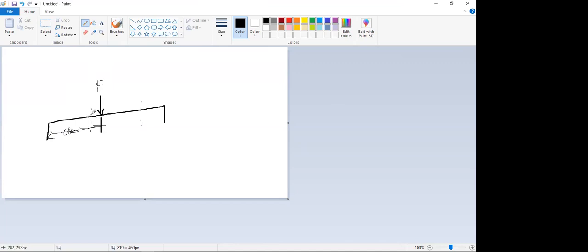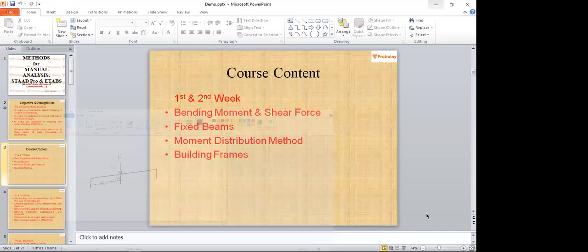Let's say this distance is X. So F into X will give us the moment at this particular section. And if we are moving up to this point, you are going to get F into A. So if you are moving away from the very section on which the force is acting, as you move further away, the value of the moment is going to increase. That is what a moment is.